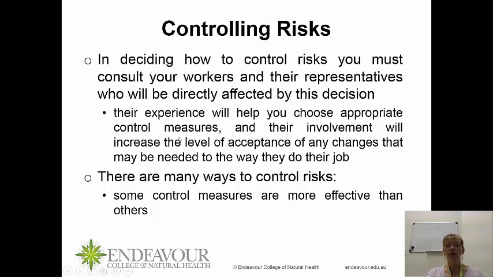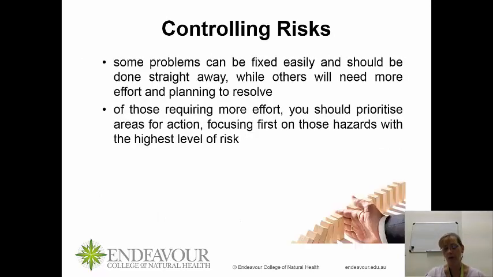Controlling risks. So when you decide how to control your risks, you need to make sure that your workers and any representatives that are going to be affected by that, so you may have contractors that come in or suppliers that come in, are involved or consulted within this process so that they know what the procedures are. You want to make sure that you're minimising and controlling these risks as much as possible.